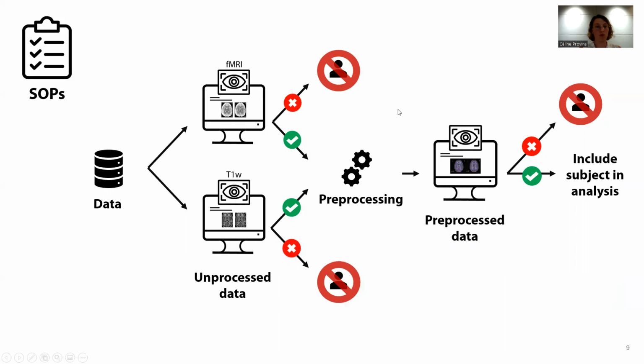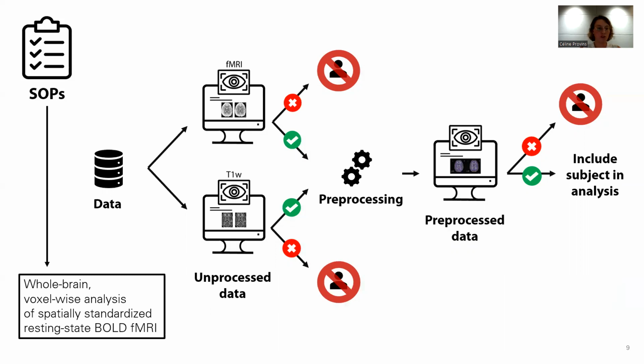Thirdly, I told you it is very important to have your exclusion criteria tailored to the particularities of the project and in particular to the planned analysis. So we define the planned analysis as whole brain voxel-wise analysis of spatially standardized resting state, bold fMRI. And lastly, we are implementing the quality checkpoints using the tools MRIQC and fMRIPrep.